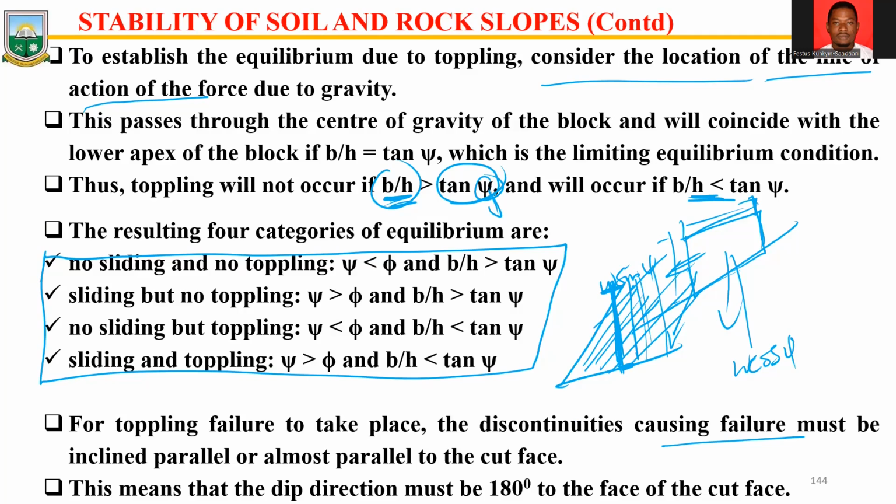So they are saying that for us to have a stable condition for toppling failure, we must always ensure that the angle that we are going to use for our cut face is always parallel to the material.